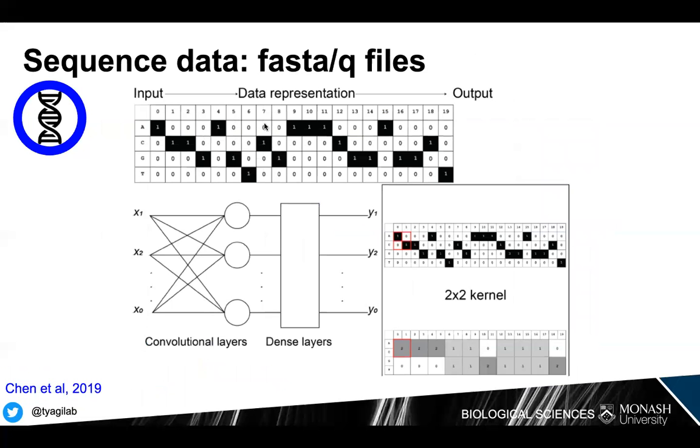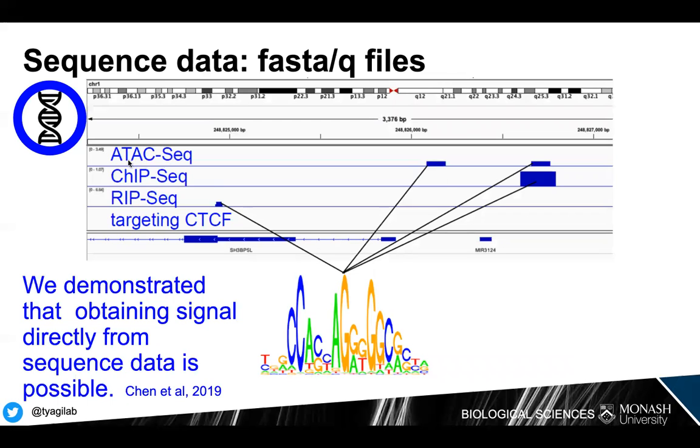The third format of data is that we demonstrated that obtaining signal directly from sequence data is possible. So this is raw FASTA and FASTQ files. We use a deep learning approach to classify sequences that have the CTCF motif and sequences that don't have the CTCF motif. And we use this to recover signal from multi-omics data with a convolutional neural network. You can see that we use ATAC-seq, ChIP-seq, and RIP-seq for three omics data types. We have sequences enriched for CTCF and null sequences without the CTCF motif. And then we're able to recover this signal in the data.